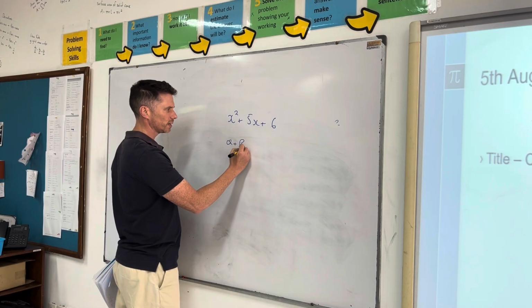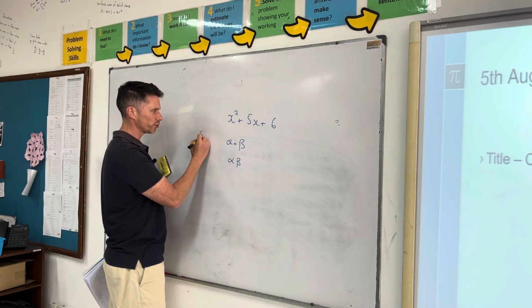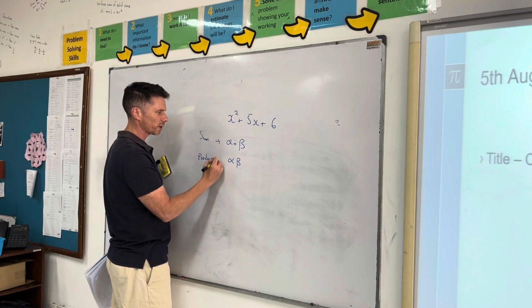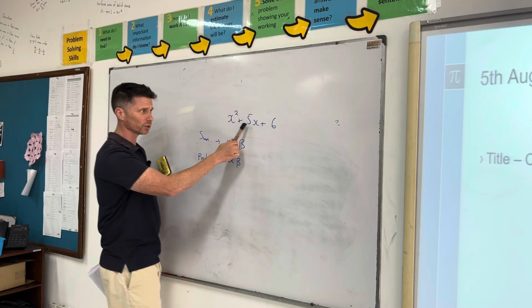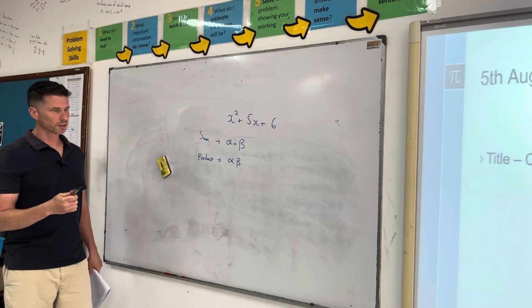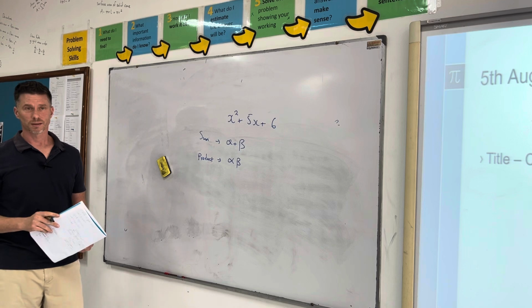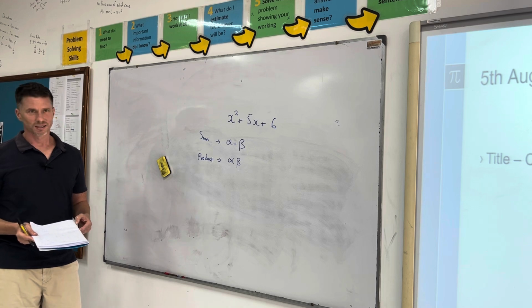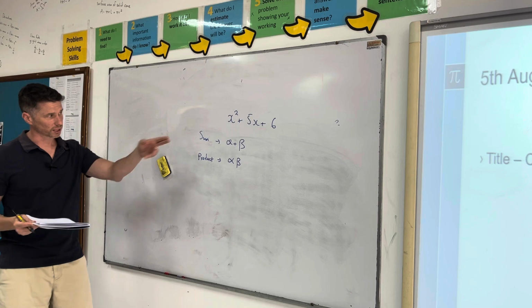Alpha plus beta and alpha beta. So this is the sum of the roots, and this is the product of the roots. They can be found without finding the roots. They can be found with the coefficients here. Yeah, it's in our book. It's like 1 over, not 1 over, something over. You can get the sum from the roots.